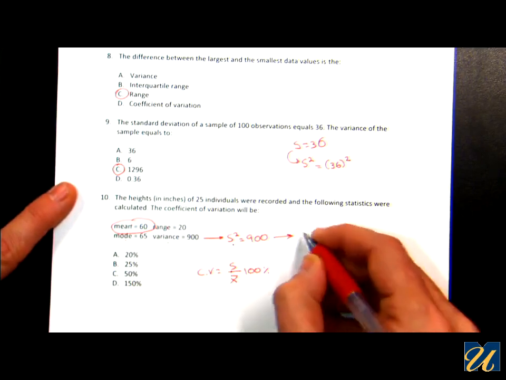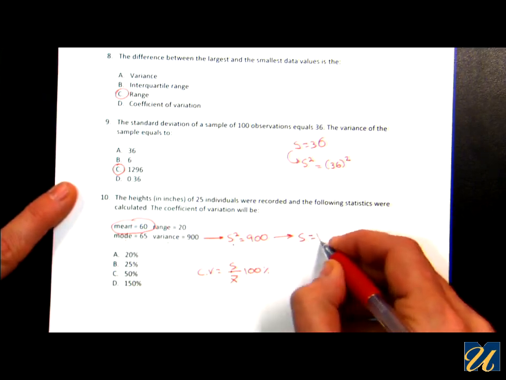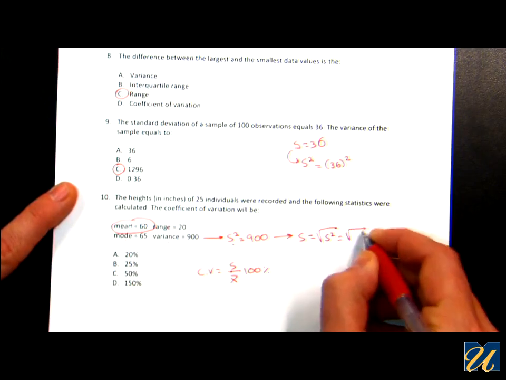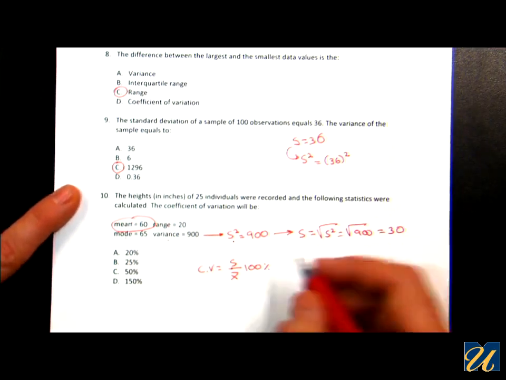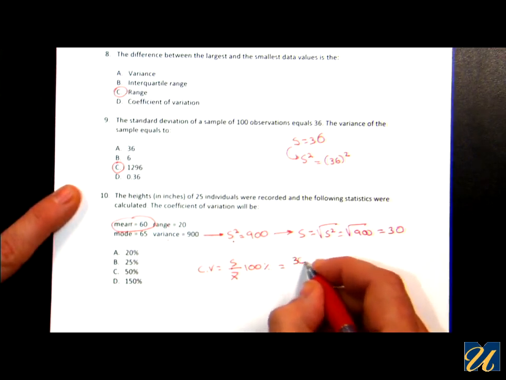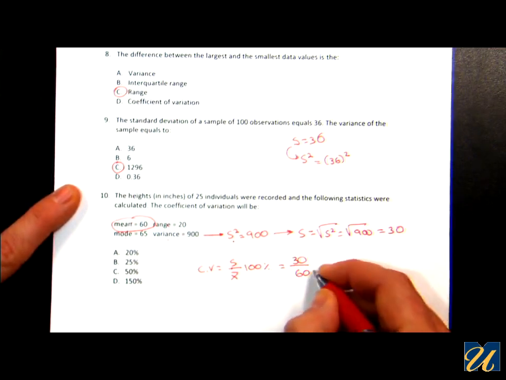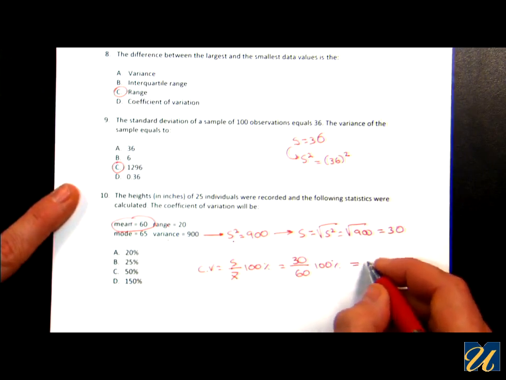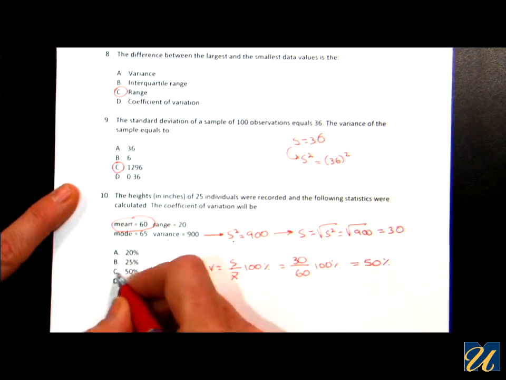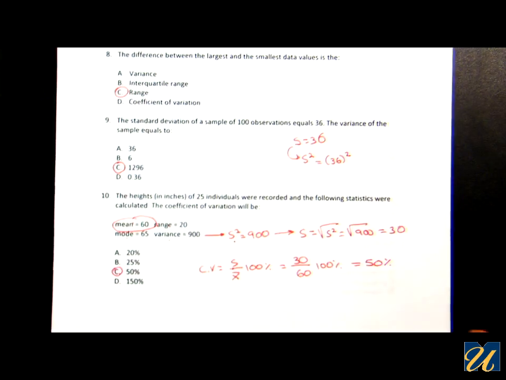So S will be equal to the square root of the variance, square root of 900, which is equal to 30. So you go back to your formula, you plug in the numbers, 30 over 60 times 100%, and this would be 50%. So the correct answer is C.